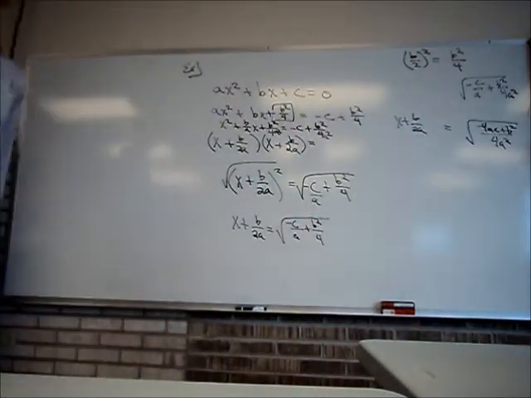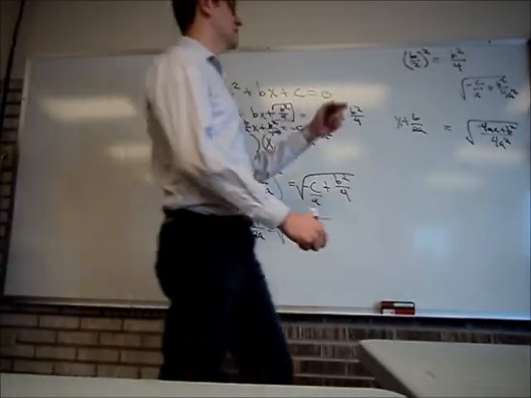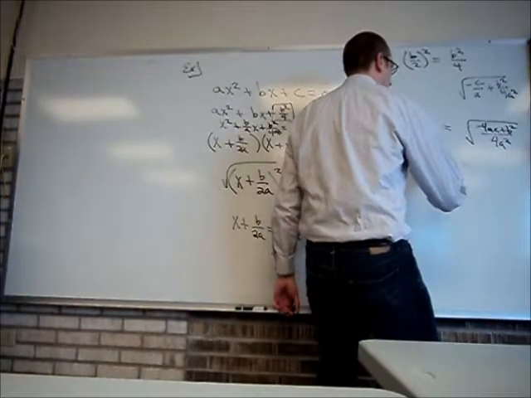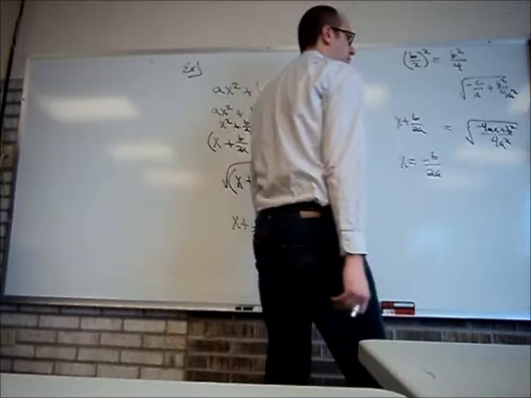The good news is that there's two more steps. Next step, get x by itself. Look at where x is. Tell me how to get it by itself. Subtract, right? So we subtract this minus b over 2a to the other side, okay?